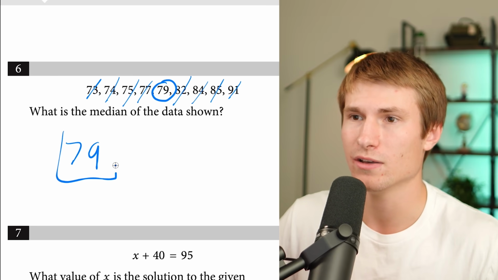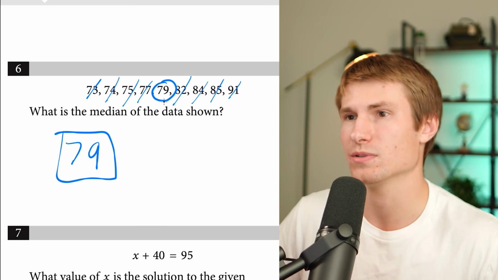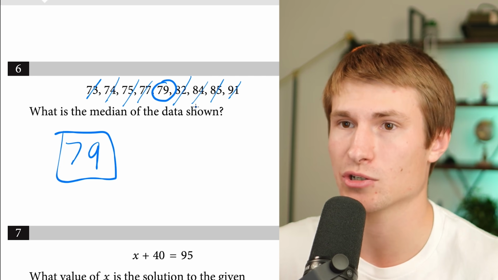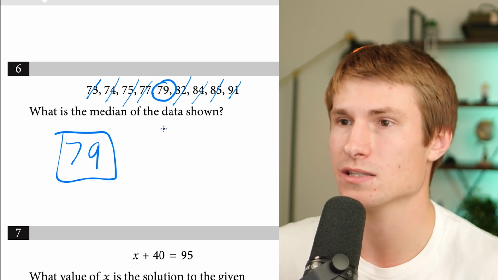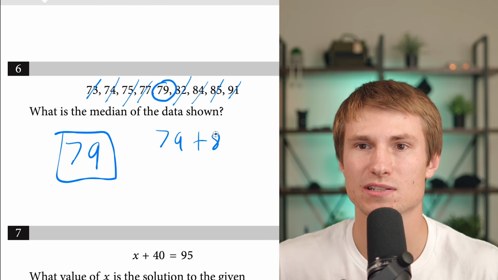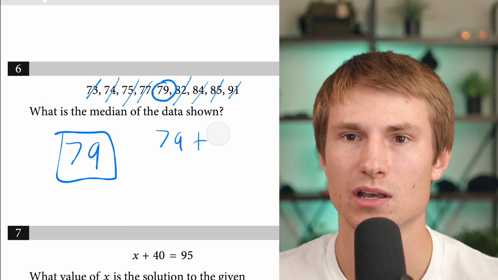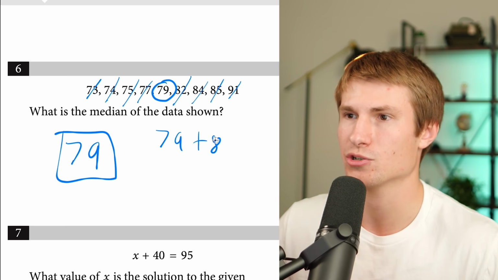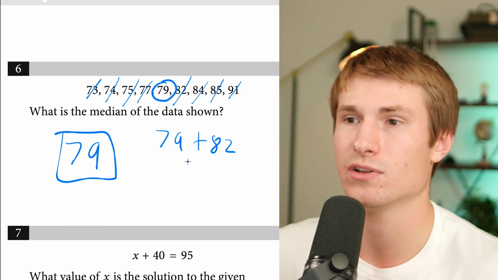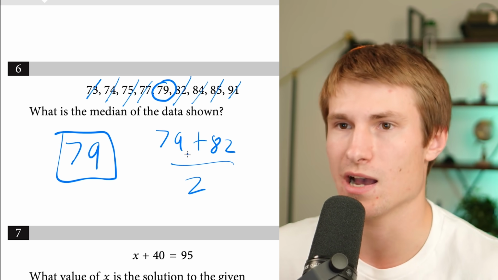Now, what if we had 2 values in the middle? And we didn't have an odd number total of values, we had an even number. Well, in that case, let's say, for example, that we had 79 plus 81, or in this case, I guess we'll use 82 since that's the one to the left of it. But it's all arbitrary. We've already answered this question, but I just want to show you what we do in that case. If we had 79 plus 82, we divide by 2, we take the average, and we use that as the median.